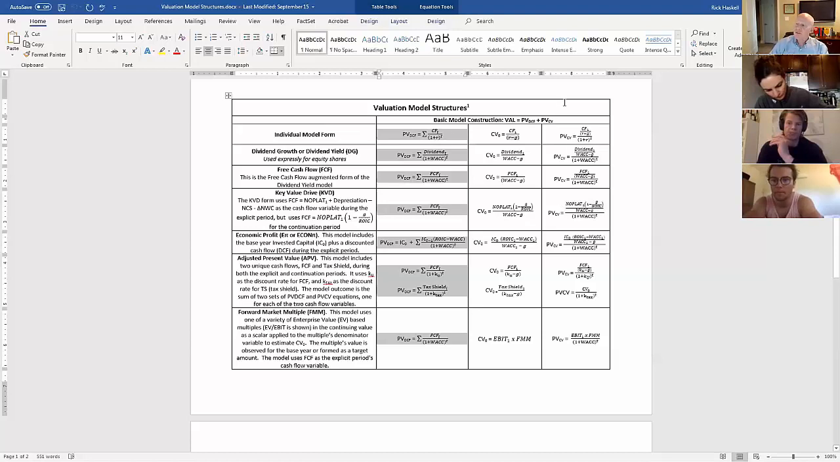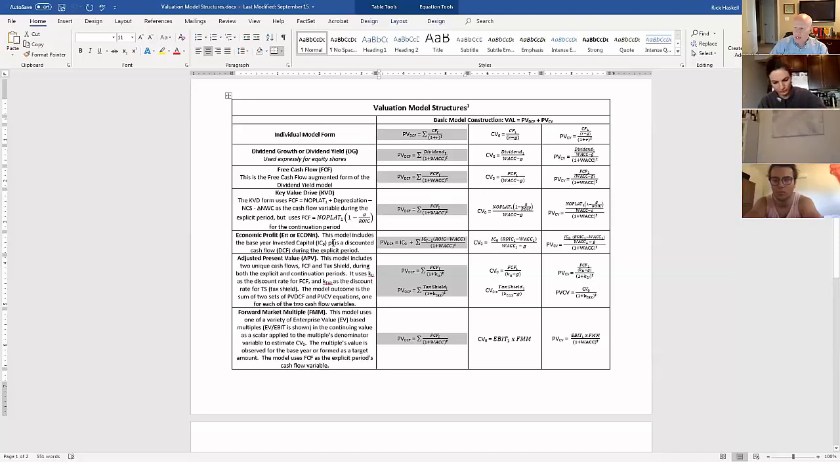So I've given you this valuation model structures quick sheet because some people find it helpful to see the consistent thread amongst each of the model forms we'll look at. And this sheet has more model forms on it than we're going to spend any time working with.